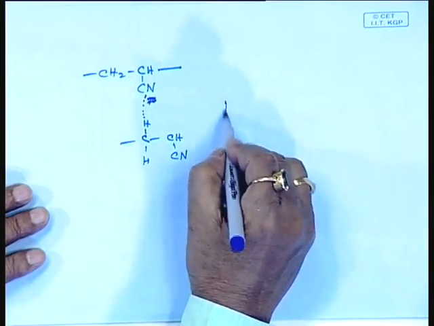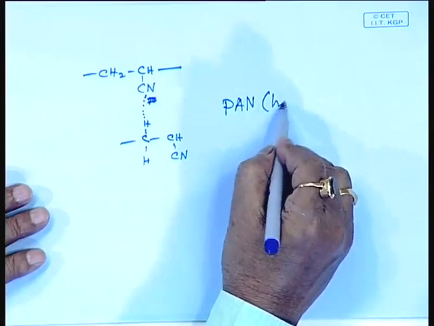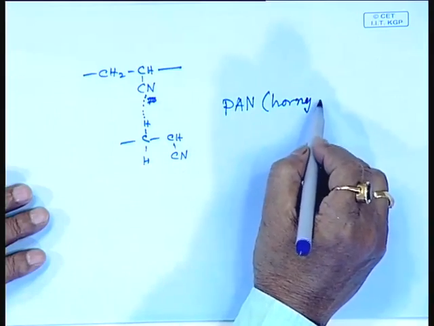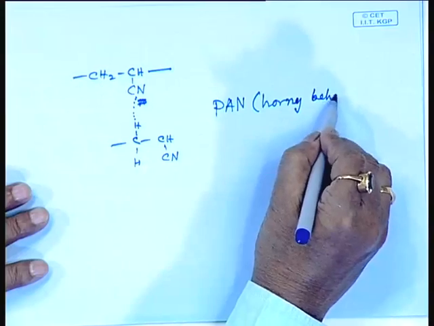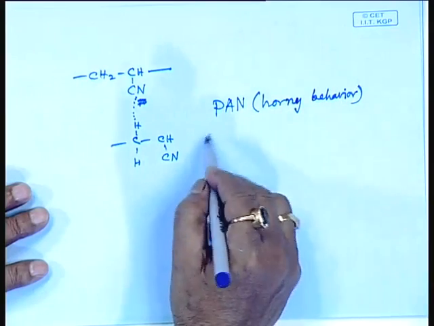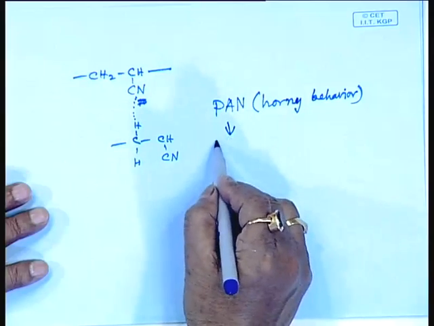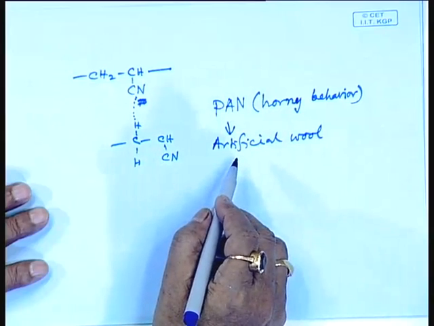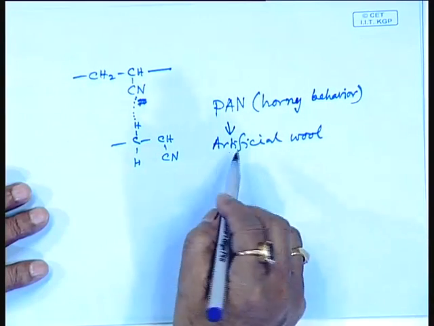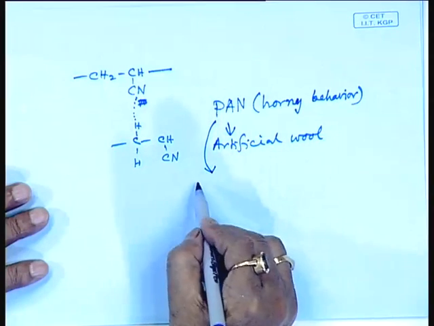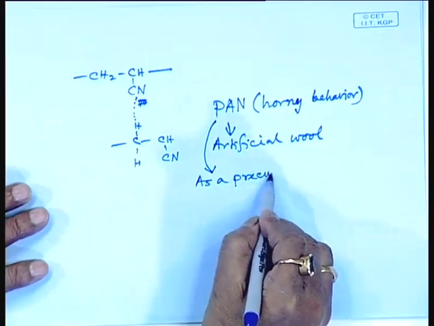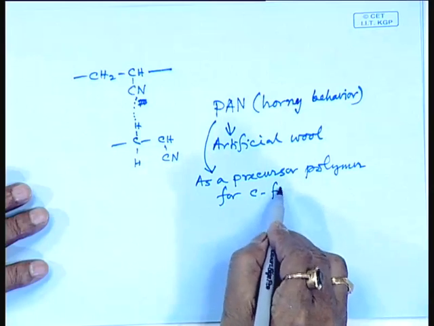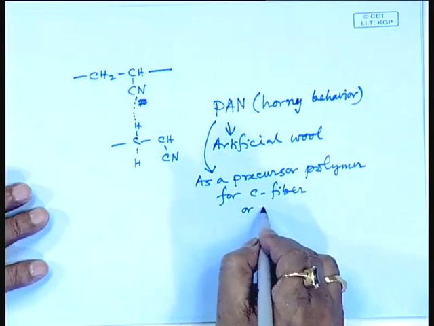That is why the polyacrylonitrile PAN polymer is an ordinary polymer. This is used for making artificial wool, polyacrylonitrile. This PAN is also used as a precursor polymer for carbon fiber or graphite fiber.